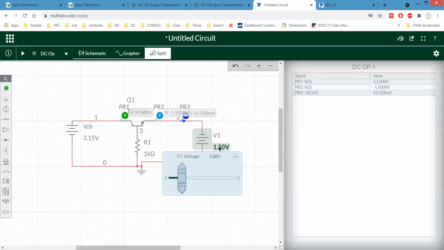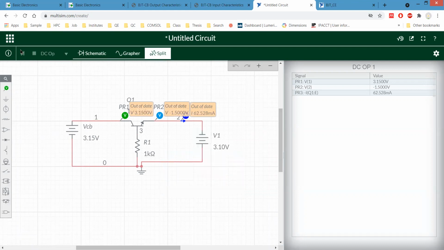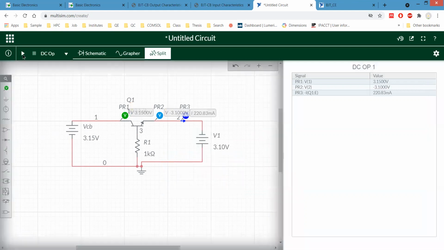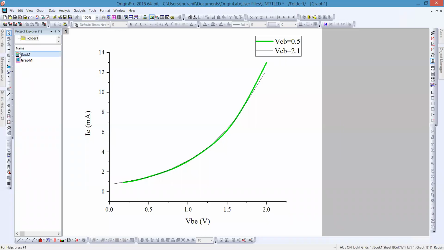And let's have another data point, 3 volt. Noted, sir. Yeah, for 3 volt, we are having 220 milliampere. Okay. Yes, sir. Now, please tell me the data. We can plot it over here.